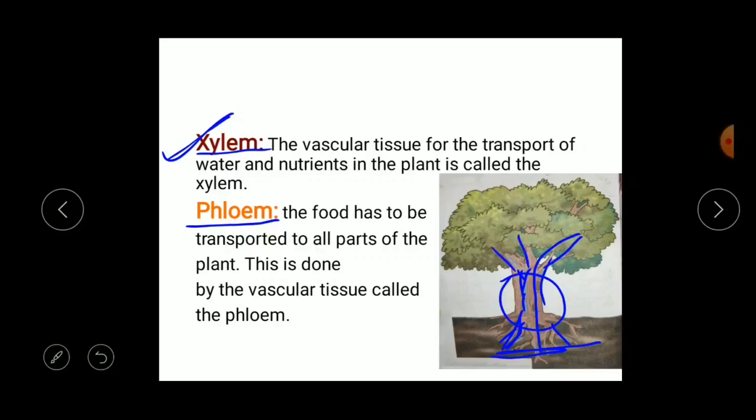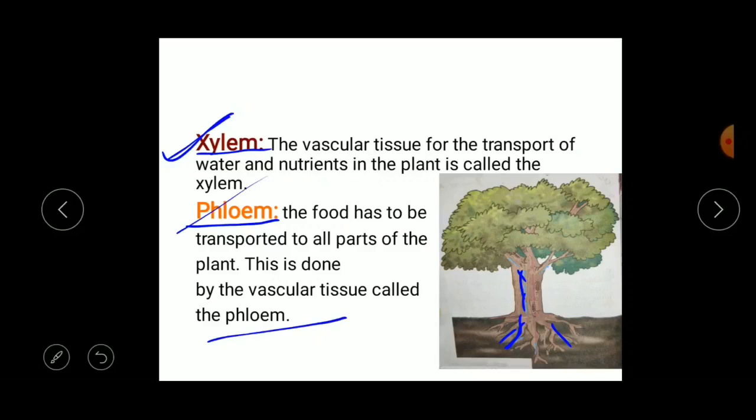What is the main function of the xylem? It transports the water, minerals and nutrients to all parts of the plant, which is absorbed by the root. So this is a xylem. The second one is a phloem. The food has to be transported to all parts of the plant. This is done by the vascular tissue called the phloem.